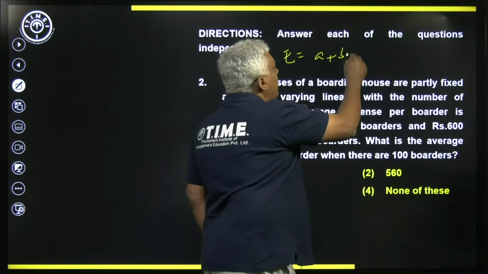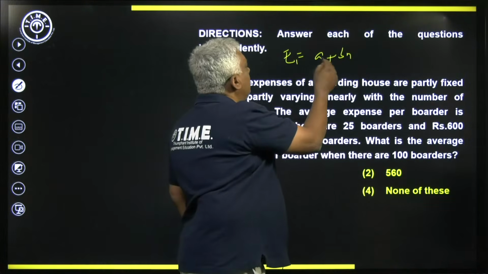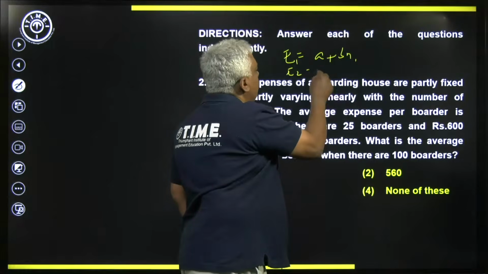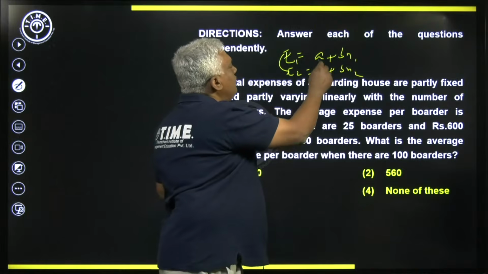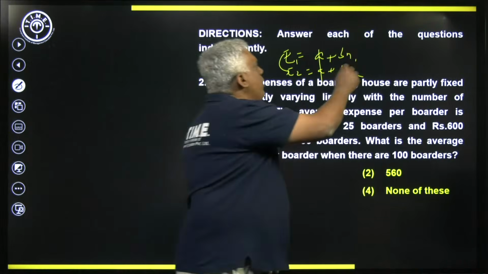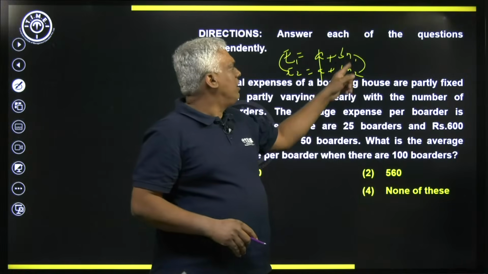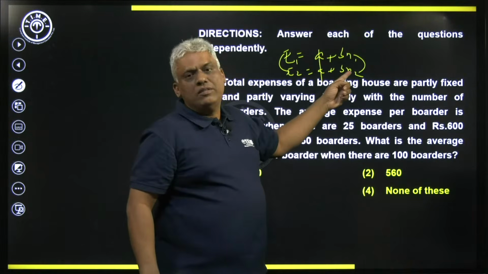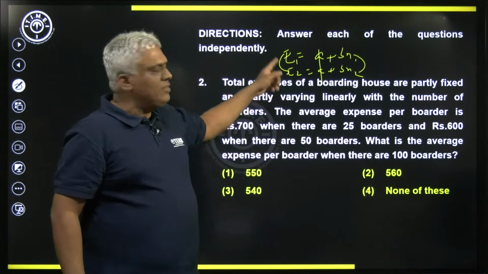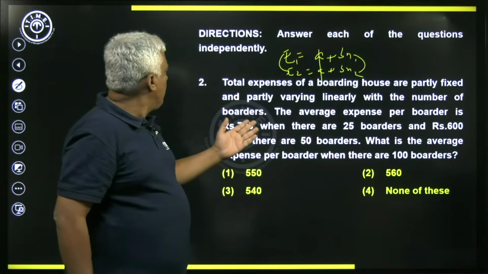It's something like A plus Bn. So you see, if you take two expenditures, E1 and E2, let's say this is A plus Bn1, and this is A plus Bn2. If you take the difference, A will get cancelled, and B will be common. It is n1 minus n2. So the difference in the total expenses is directly proportional to the number of people, the number of boarders here.